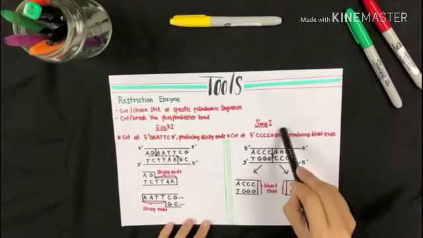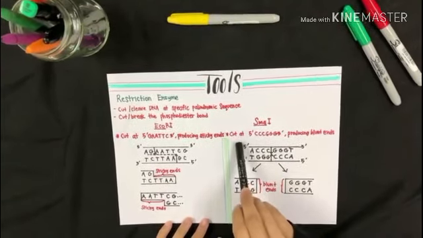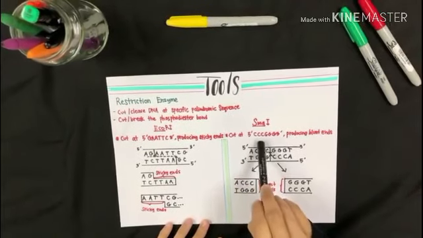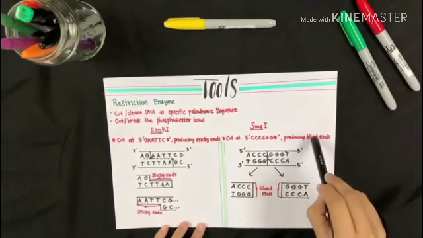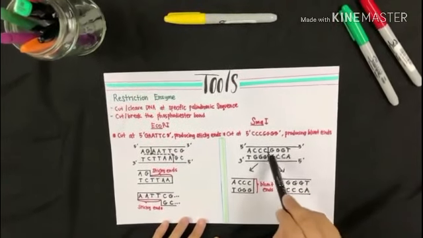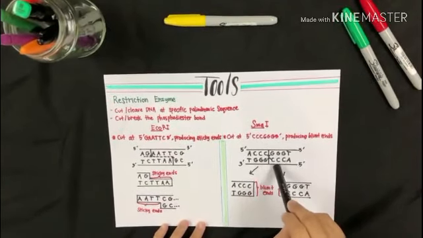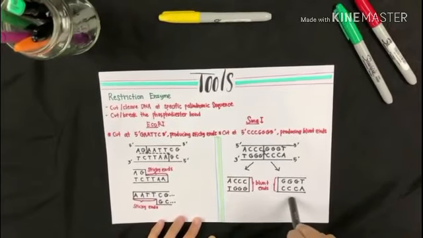Next is SMA1. The SMA1 cuts at 5' CCCGGG 3'. It produces blunt ends. It cuts between C and G and produces two blunt ends.